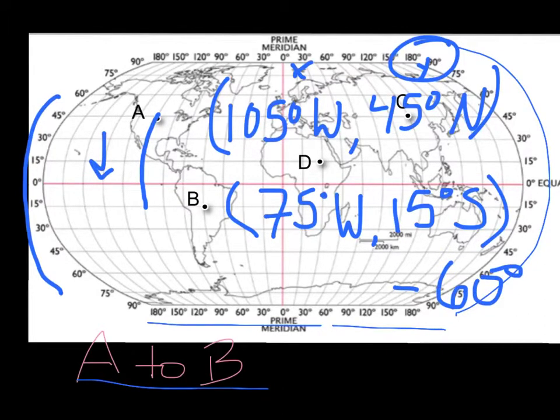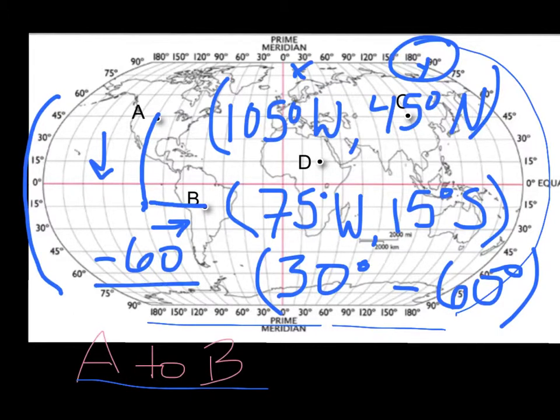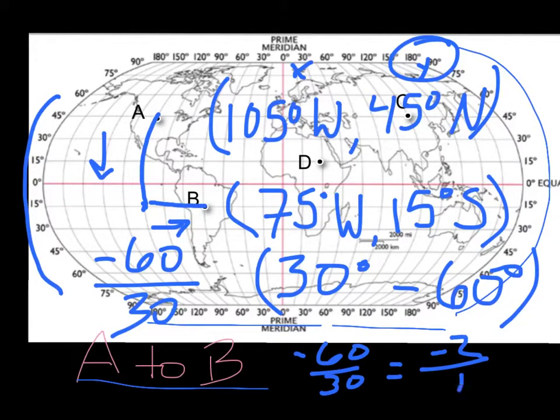Now I'm looking for my run. From this point, how far do I need to run in order to get to B? If I'm at 105 degrees and I'm running to 75 degrees, I change by about 30 degrees in the positive direction. So now my rise is negative 60 and my run is 30. I can reduce negative 60 over 30 to negative 2 over 1. Therefore, my slope when connecting A to B is negative 2.